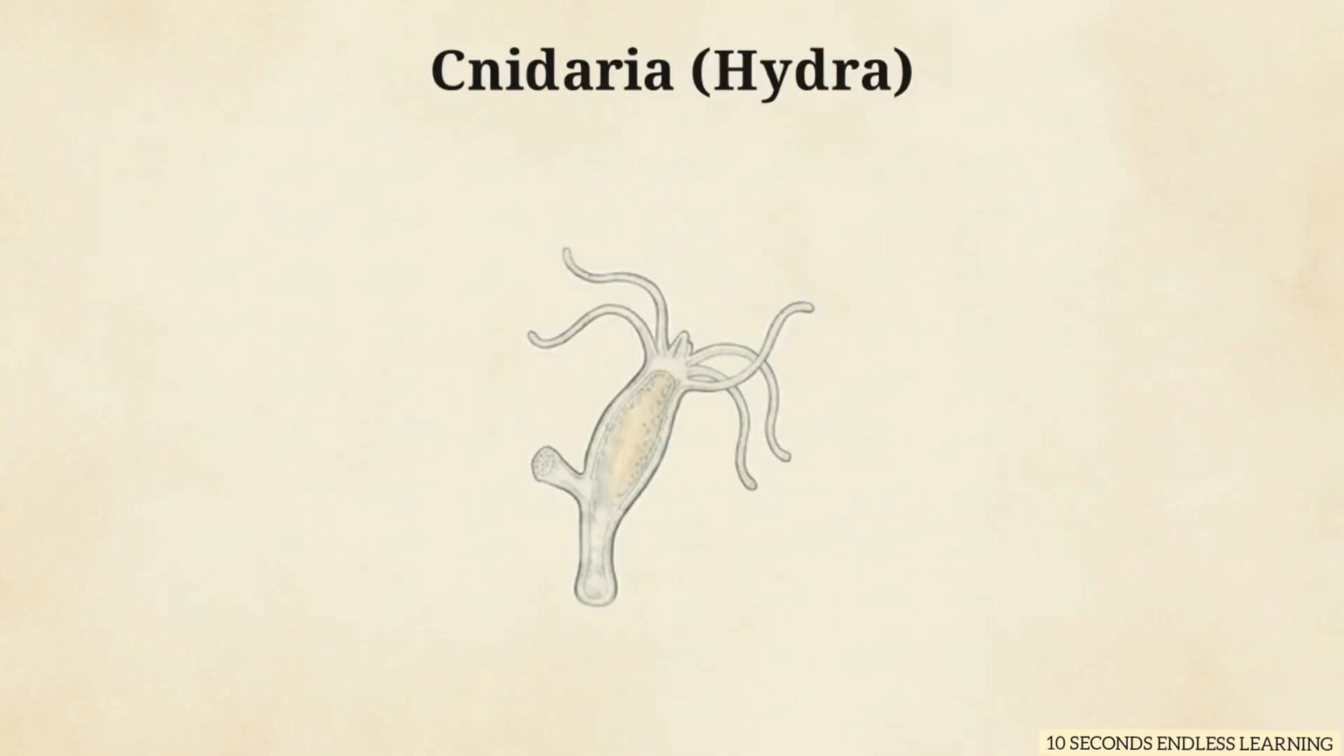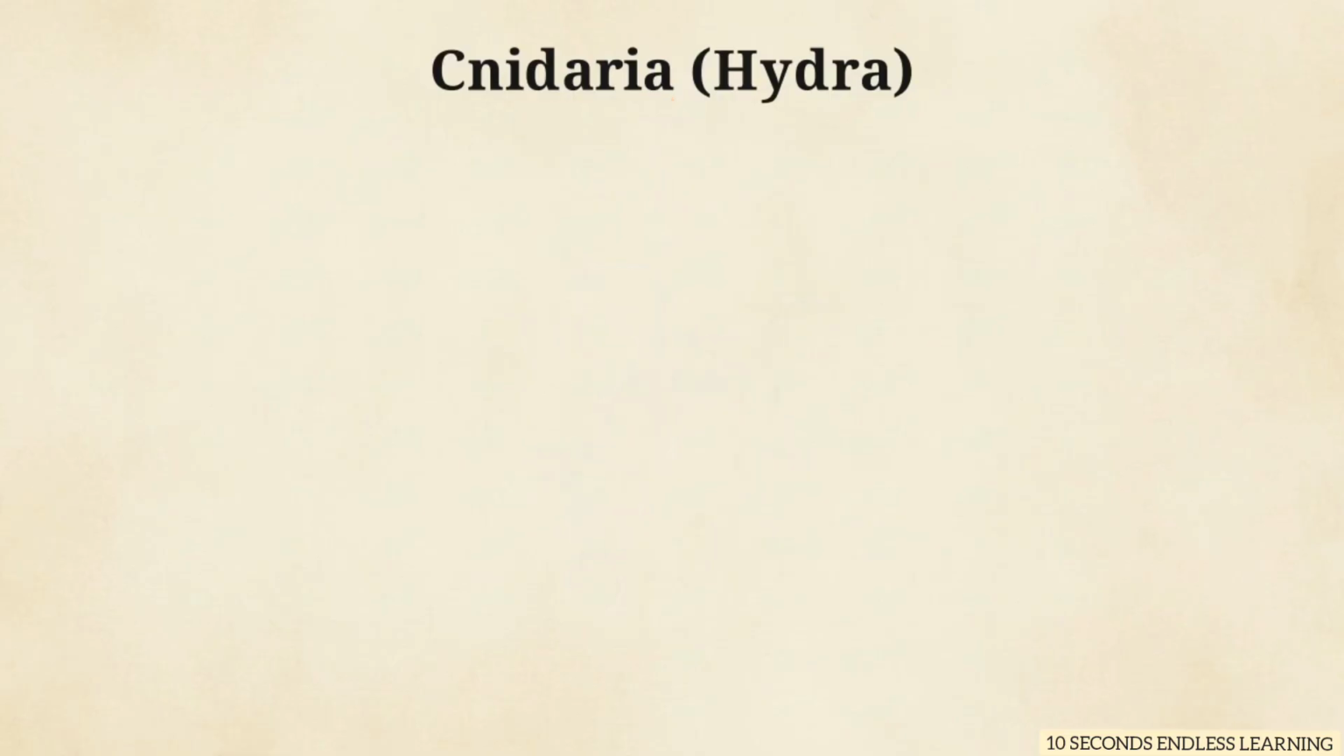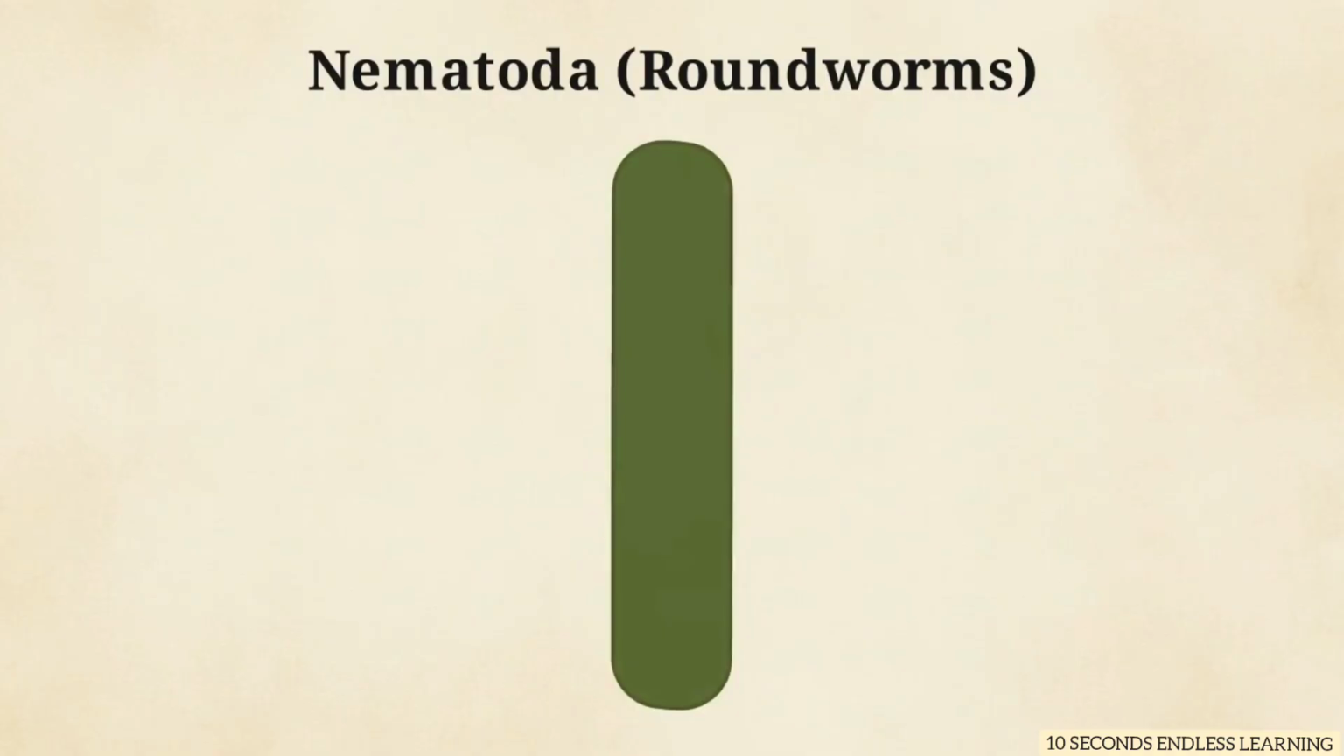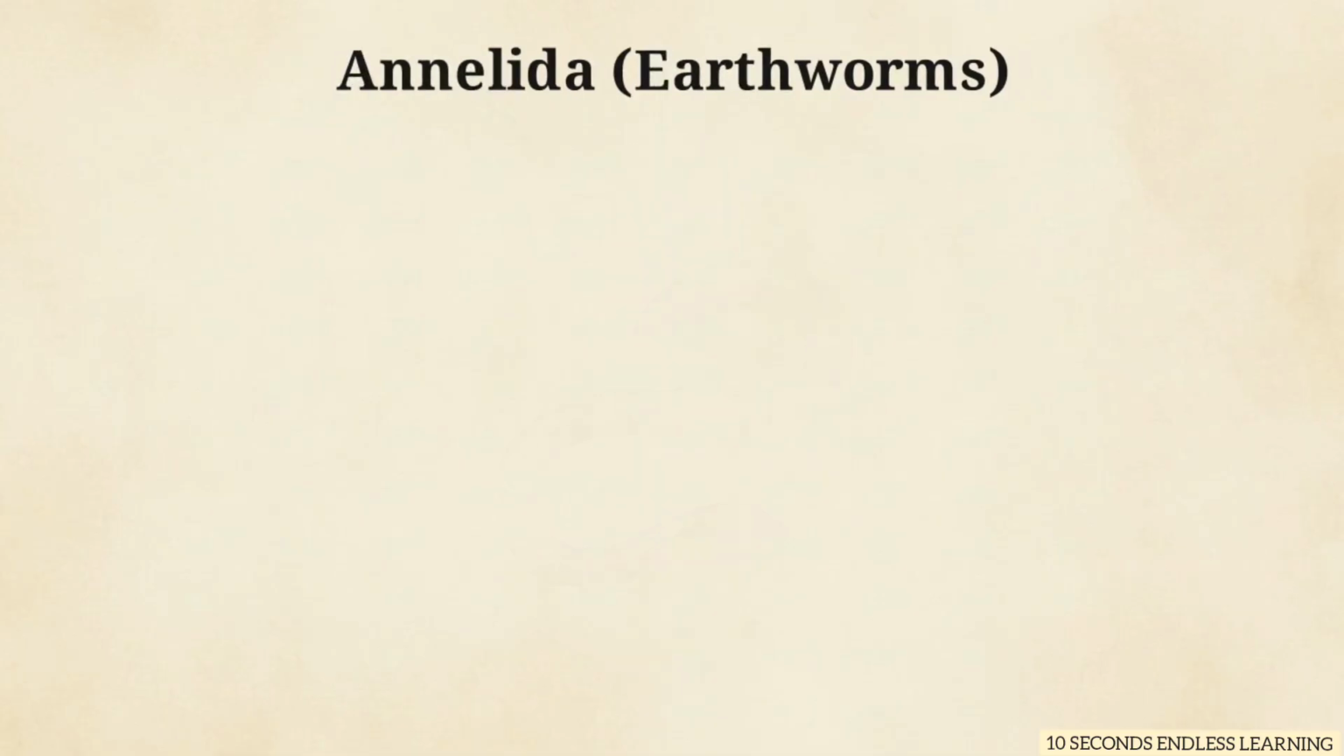Step up to Cnidaria, like the hydra. They develop the first true tissues and tentacles to catch prey, but they are limited by having only a single opening for both taking in food and removing waste. Platyhelminthes, the flatworms, solve the movement problem by introducing bilateral symmetry, a distinct left and right side. Nematoda, the roundworms, solve the digestion problem by evolving a highly efficient tubular body design with two completely separate openings, a mouth and an anus.